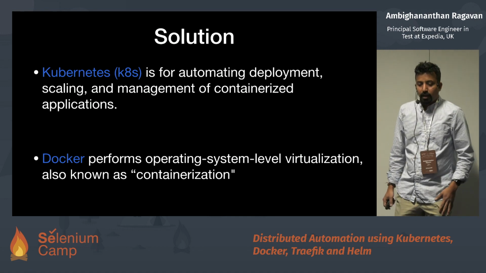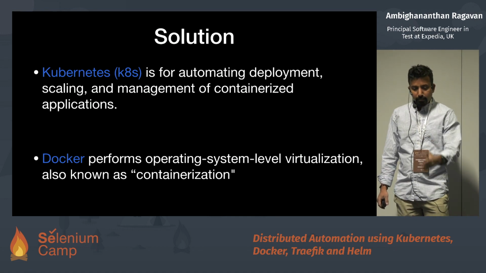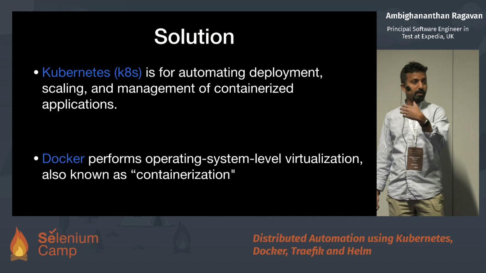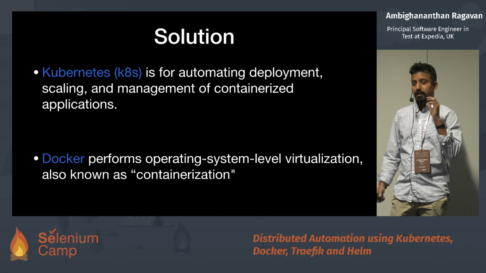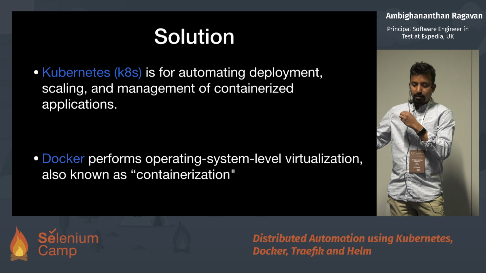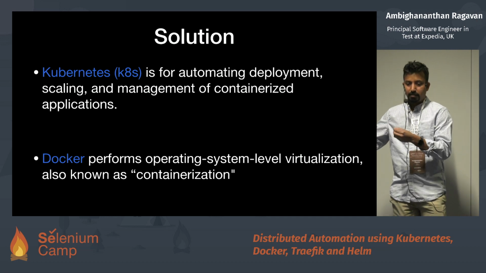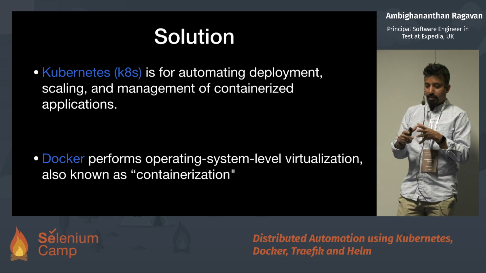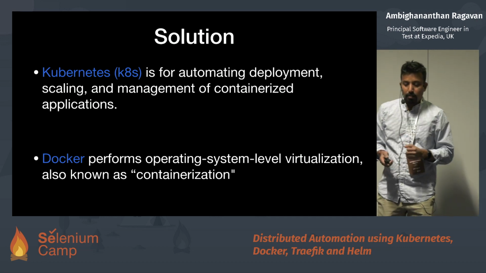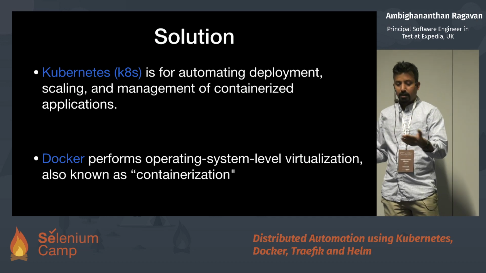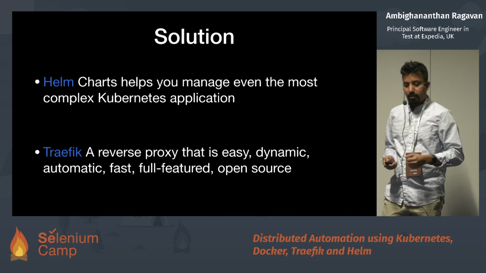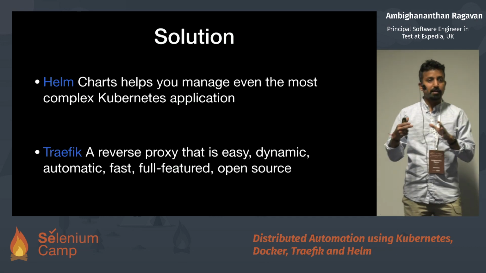So the solution: Kubernetes is for automating deployment, scaling, and management of containerized applications. We are using Kubernetes because it can manage your containers and pods, and it can restart them when something goes wrong. So it takes care of your solution. And Docker is operating system level virtualization. Of course, Kubernetes is a container-based solution. And Helm charts help you manage even the most complex Kubernetes application.